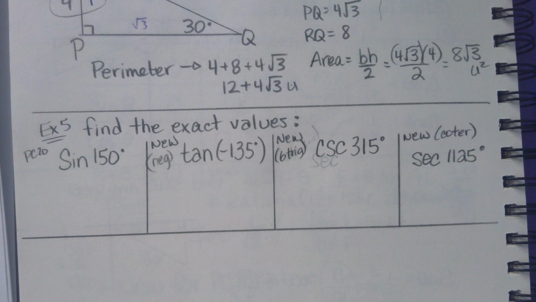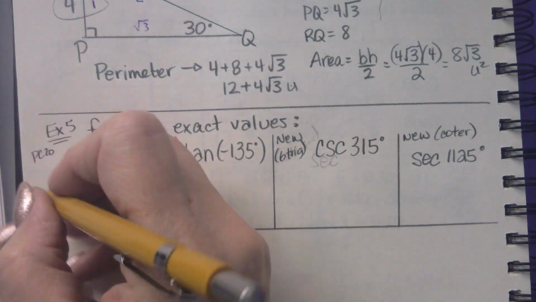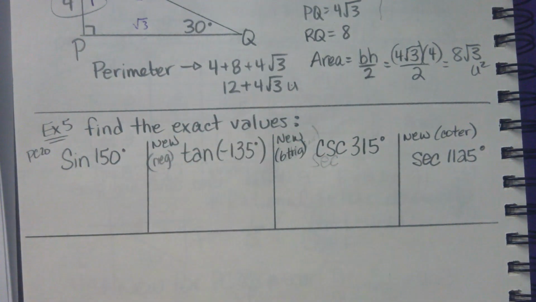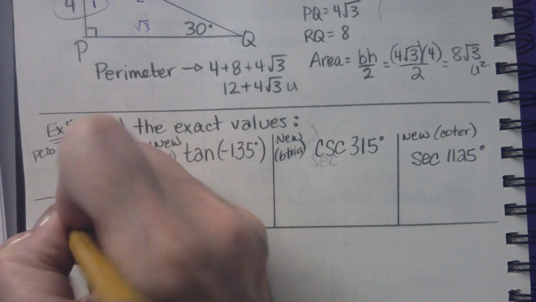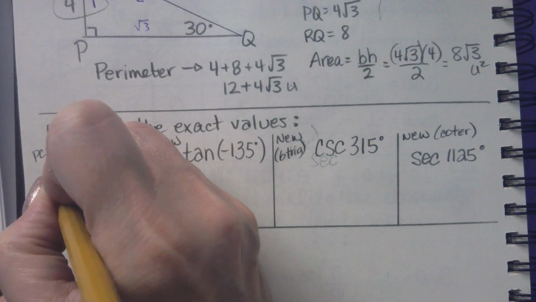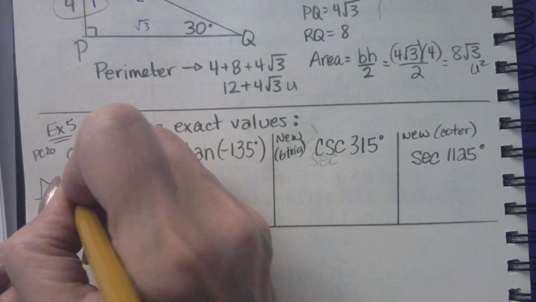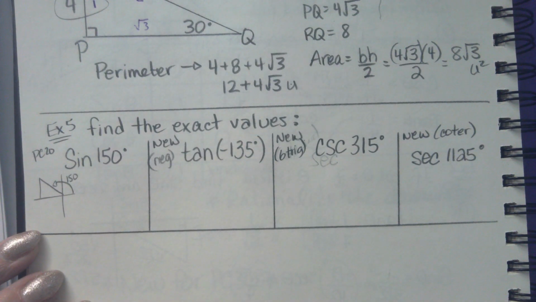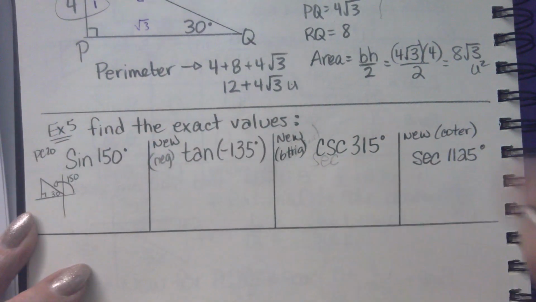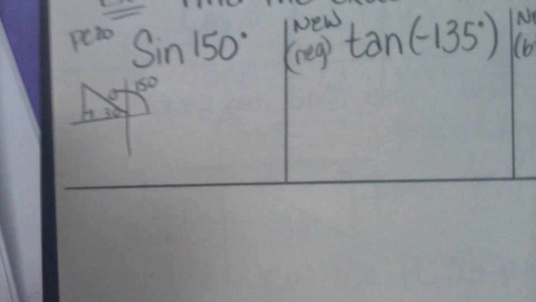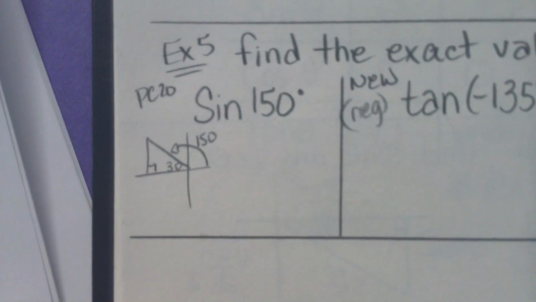So, again, where do we always start with any of these questions? With a picture. 150. I need to know what triangle I'm going to be using. So sine 150, that puts me in quadrant 2. That means this is the 150. That leaves me with what left over? And we'll zoom in. You can see it a little better.